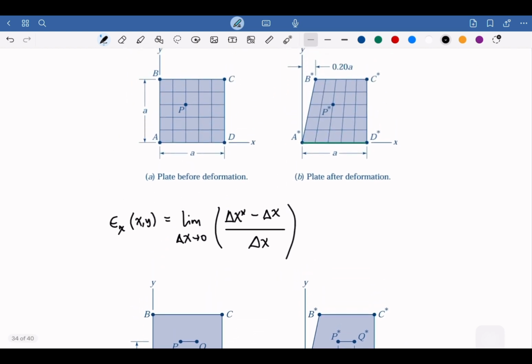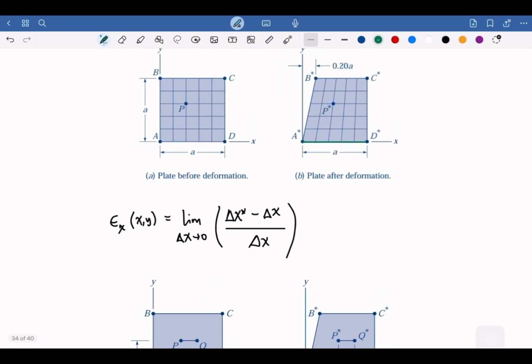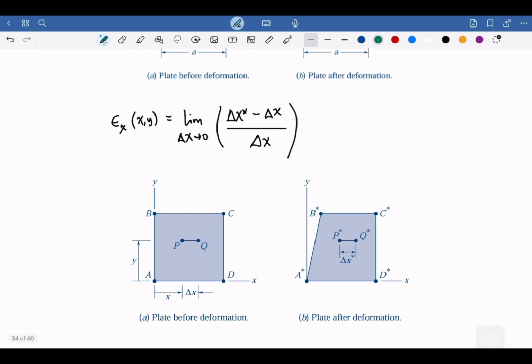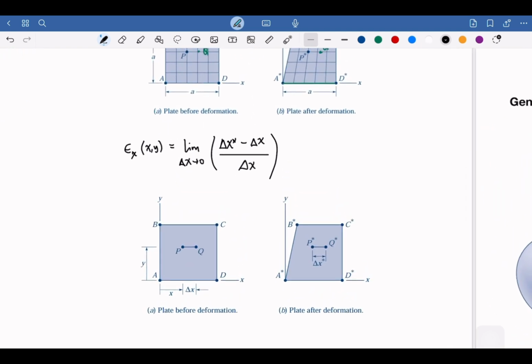Just to make sure that we're clear, we can take Q, perhaps Q is here, and there will be a new Q, maybe here, that is going to be defined. So this PQ we define as the delta x, and the P asterisk Q asterisk is the delta x after deformation. So first we can write an equation for the delta x.